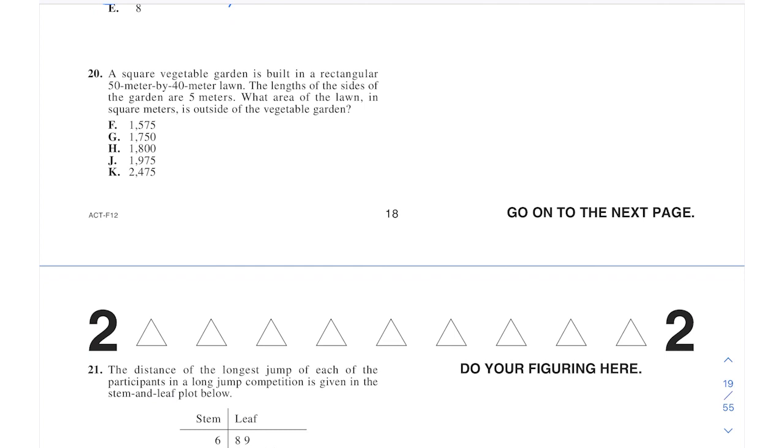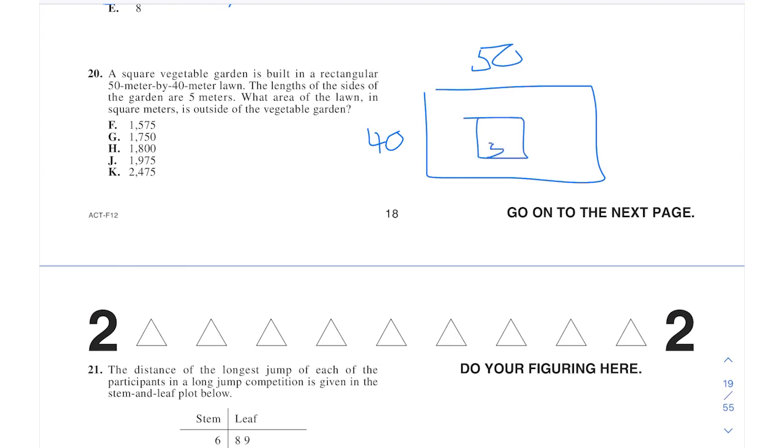And for 20, rectangular 50 by 40 long. Square, those are 5 each. So 50 by 40 is 2,000. Minus 25 would be 1975. And that's it for those first 20.